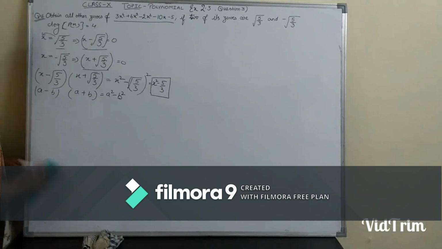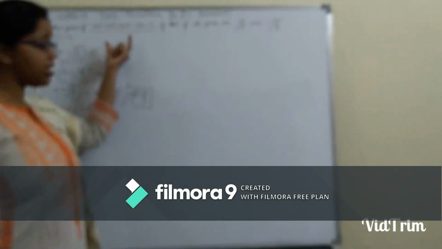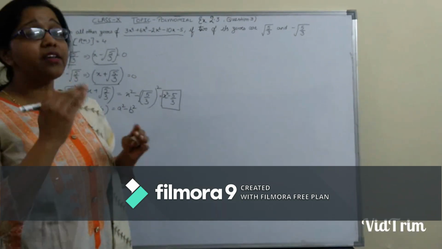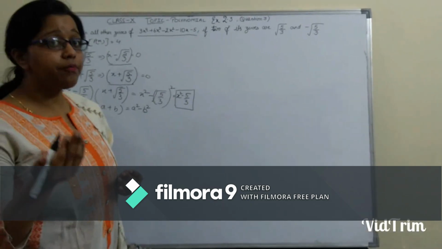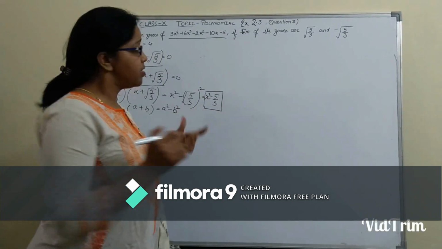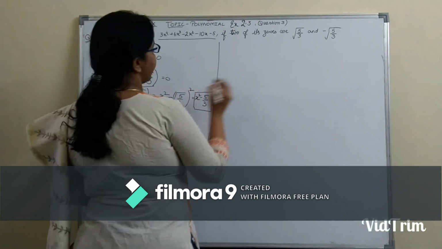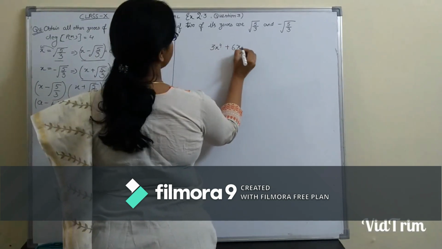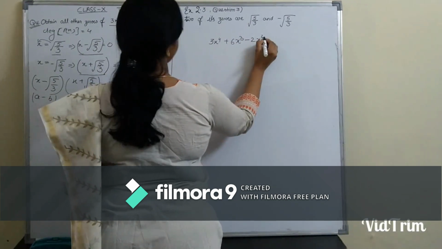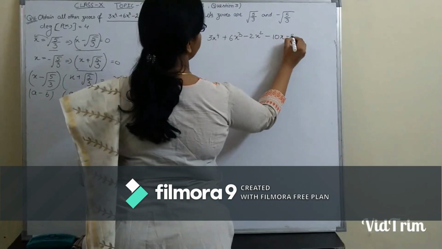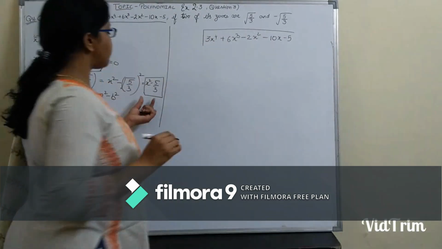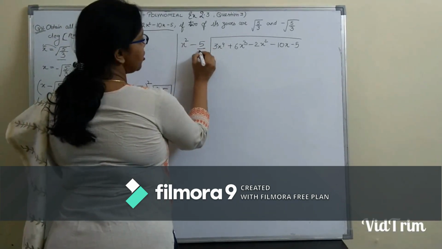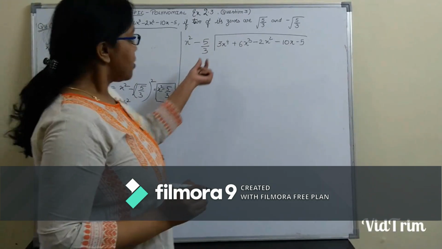we will divide the given polynomial by this combined factor. And why are we doing so? To find the remaining factors. So how are we going to do it? Let us see. The dividend is 3x to the power 4 plus 6x cube minus 2x square minus 10x minus 5. Now the divisor, this combined factor, will become the divisor, that is x square minus 5 upon 3. Now you have to divide.